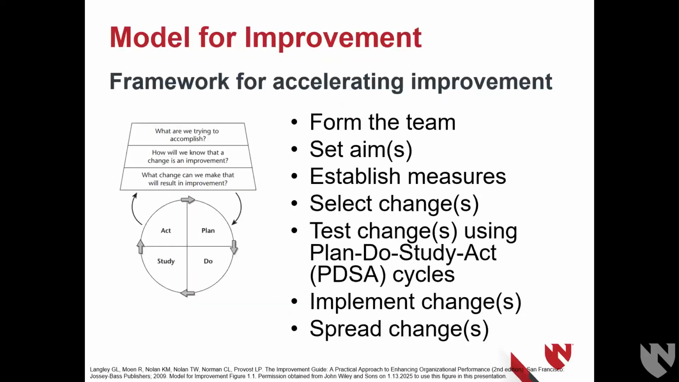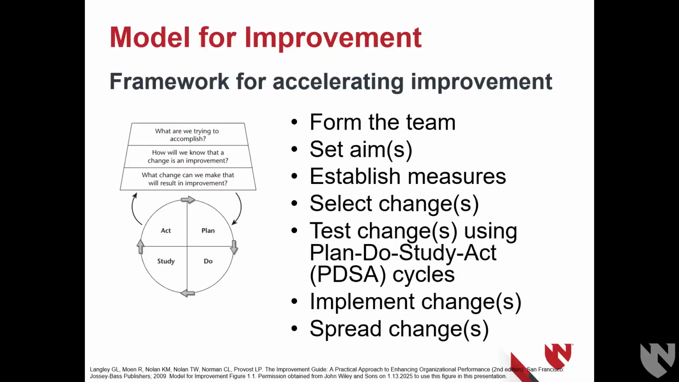The model for improvement was developed by Associates in Process Improvement and is widely promoted by the Institute for Healthcare Improvement, otherwise known as the IHI. The model for improvement is based on three fundamental questions. The first is, what are we trying to accomplish? This entails making sure we understand the problem at hand and trying to set an aim to guide our improvement efforts. The second question is, how will we know that a change is an improvement?